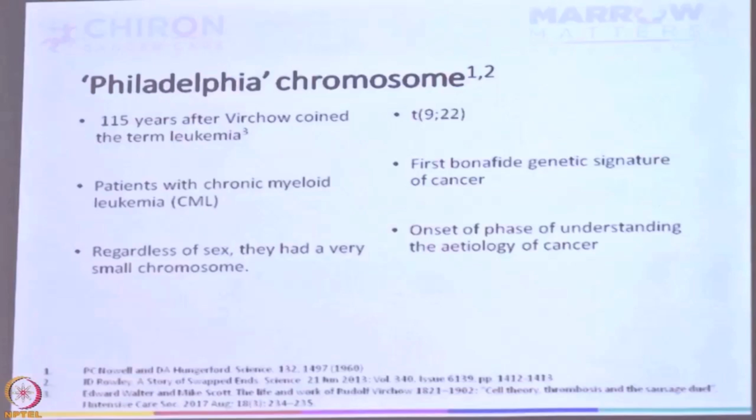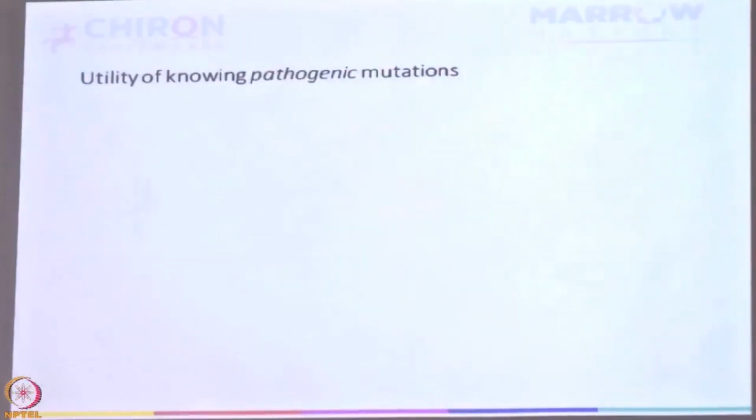This was the onset of the phase of our current understanding of the etiology of cancer. Remember, fluid phase, parasite, etc., it is only here, at this 1960, and this came as a letter to the editor in Science, a very low profile paper. It is only at this point that we started understanding, oh, maybe it is the DNA which causes cancer, right.